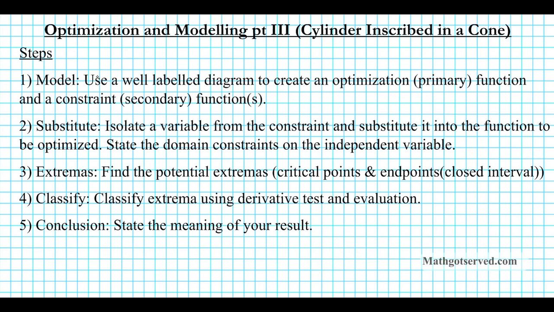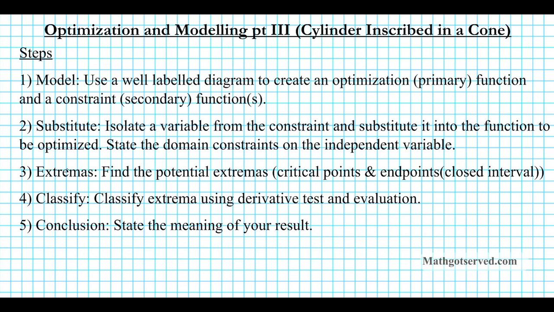First of all, you generate a model using a well-labeled diagram. The models are going to be 2. You're going to have your optimization, a primary function, and a constraint function. Part 2 involves a substitution process where you're going to express your optimization function in terms of one variable by explicitly solving for a variable in your constraint function and substituting into the optimization function. That makes it easy for you to differentiate.